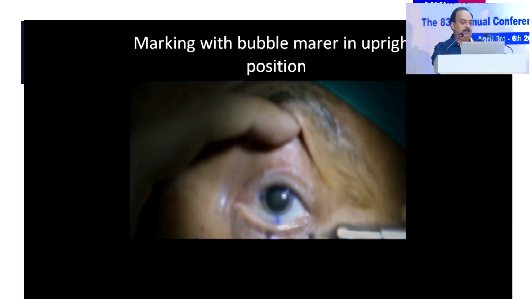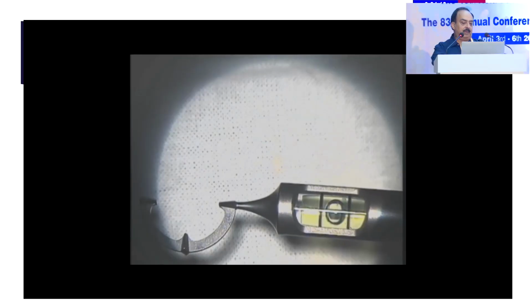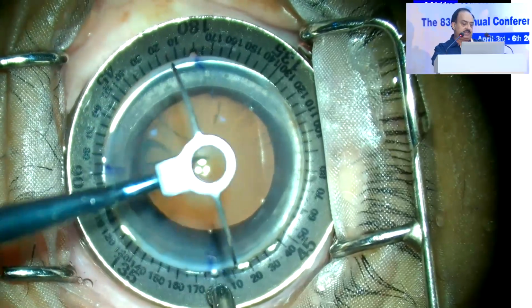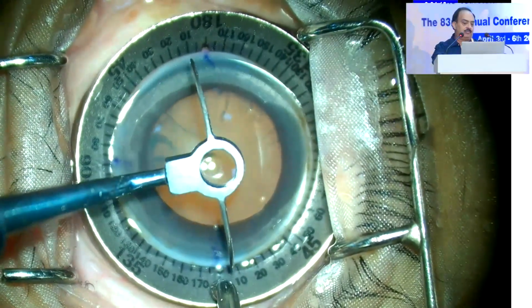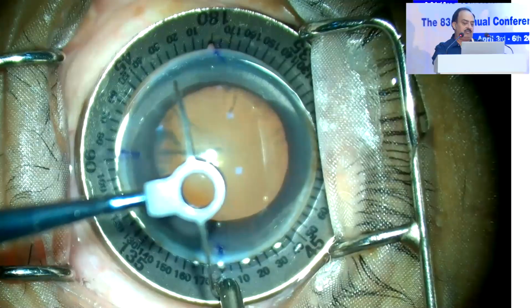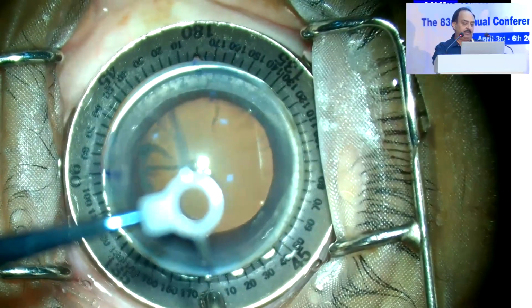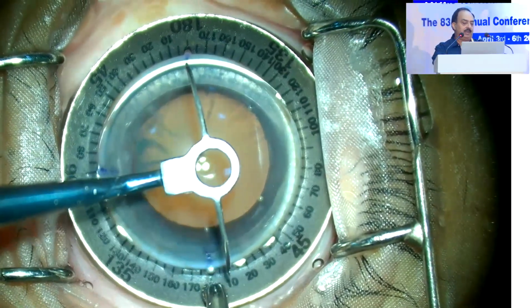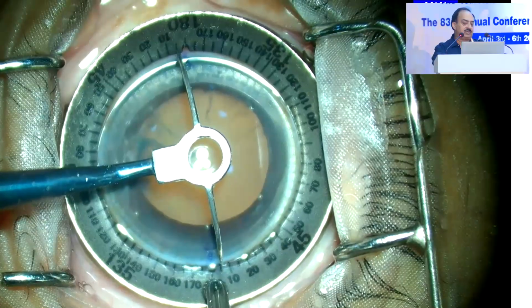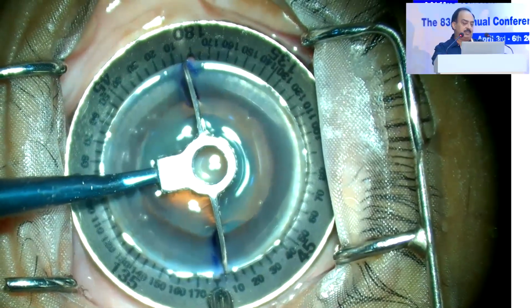So this is the bubble marker that we are using. The bubble has to be in the center. So this is the marking, how it should be. We should ensure that your 90, 0 and 180 marks are right up to the place. Don't hurry here. This is a 5 degrees lens placement axis.